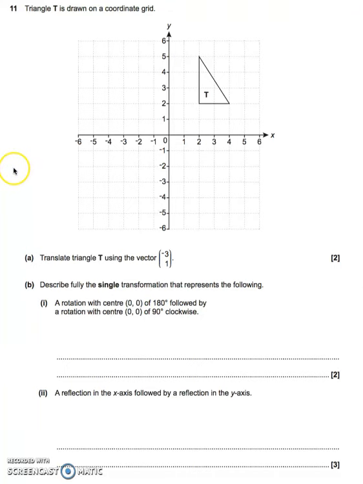Question number 11 is all about transformations. Triangle T is drawn on a coordinate grid, which you can see, and part A asks us to translate triangle T using the vector -3 and 1. Now, it's all about understanding what these numbers mean.